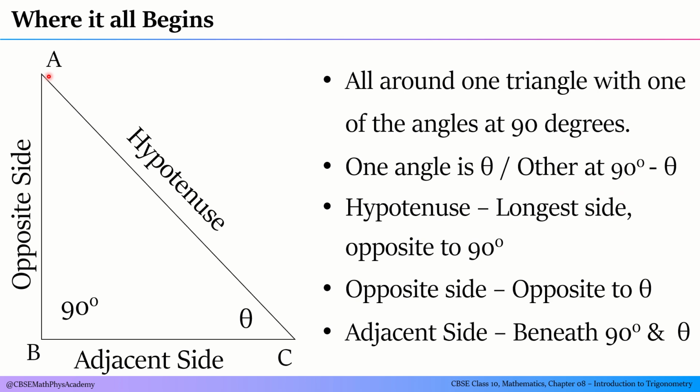The hypotenuse, that is the longest side, is just opposite to this 90 degrees. And whatever is opposite to theta, the side of the triangle opposite to theta, is called the opposite side. The adjacent side comes beneath this 90 degree and theta. Whatever comes below 90 and theta is the adjacent side.